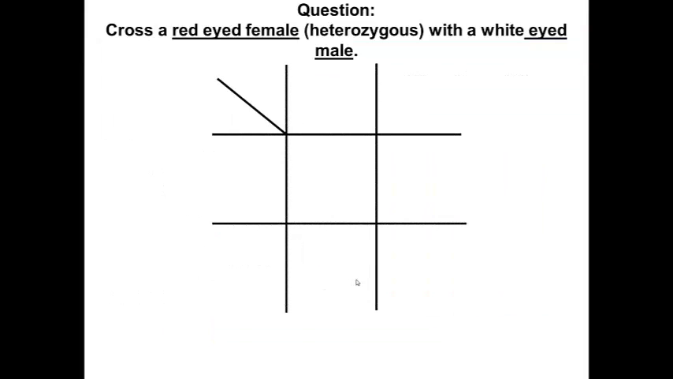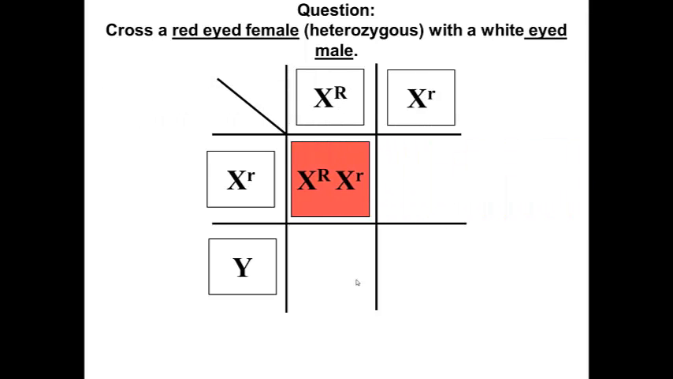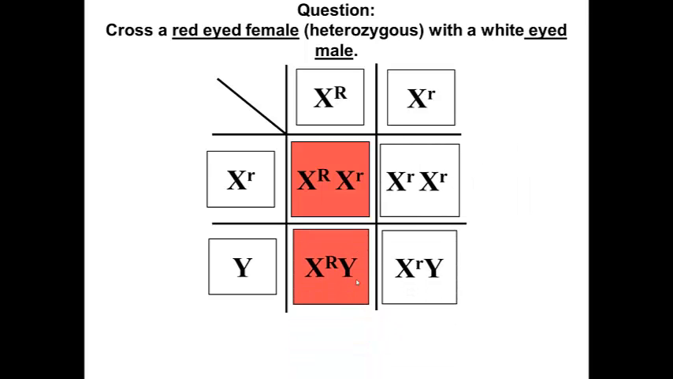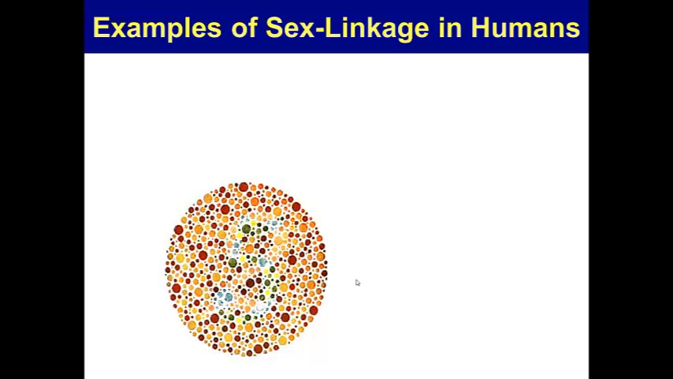So going back to the Drosophila cross, a heterozygous red-eyed female with a white-eyed male. So we have white eye X, Y, red allele X, white allele X. You have a red-eyed female produced, a white-eyed female produced, a red-eyed male produced, and a white-eyed male produced. So you have one red female, one red male, one white female, one white male. Those are your phenotypes.